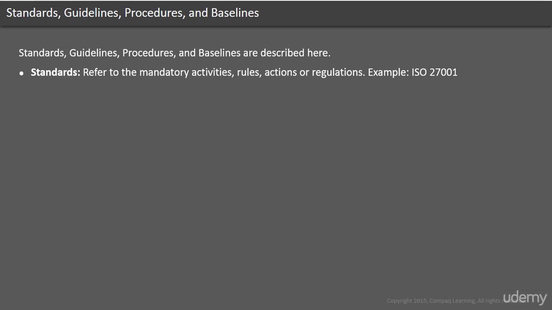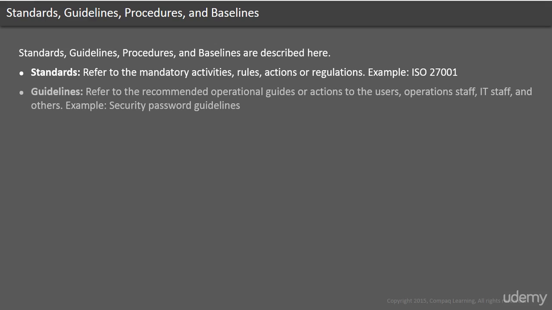They provide a means to ensure that specific technologies, applications, parameters, and procedures are implemented in a uniform manner across the organization. An example would be the ISO 27001 standard. Guidelines are the recommended actions and operational guides to the users, IT staff, operations staff, and others when a specific standard does not apply. Guidelines can deal with the methodologies of technology, personnel, or physical security. An example would be security password guidelines.